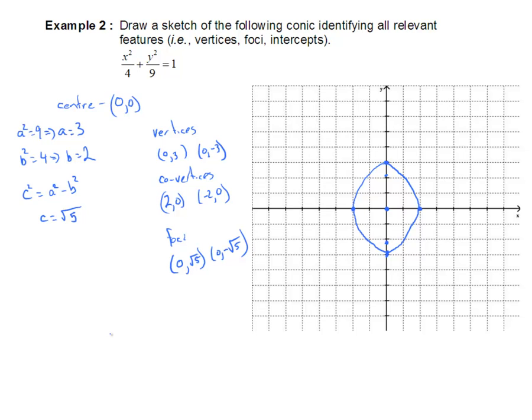So we'll stop that video there. In the next video, we'll do another example or two using ellipses and getting the equation of the ellipse from some given data.